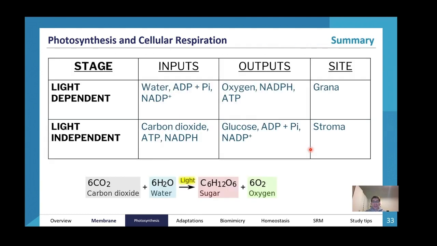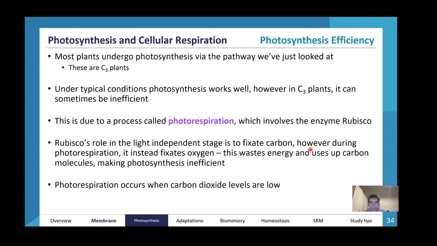So this is a summary of photosynthesis. Essentially, six carbon dioxide molecules plus six water molecules through light will form sugar and six oxygen molecules.